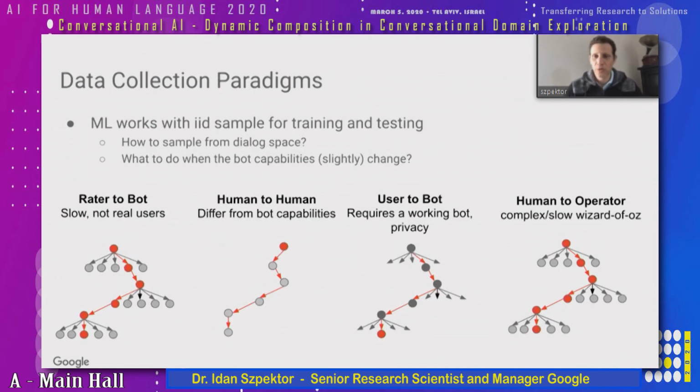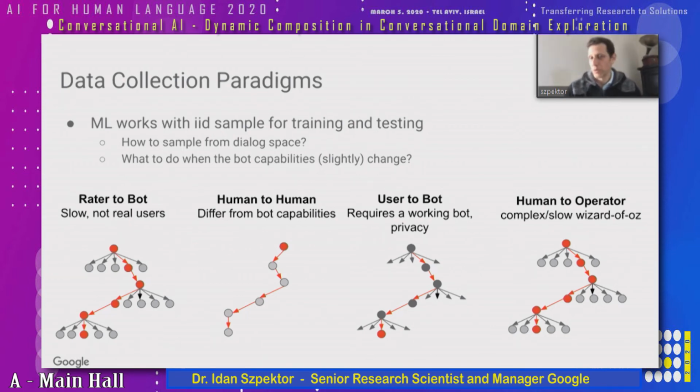So I do want to mention other options of data collection paradigms that we are looking at. So rater to bot is the one that I mentioned. There's human to human. You can actually have 2 humans converse and create dialogues. The issue here is that these conversations usually differ from the bot capabilities that we're building, and it's not clear how this kind of transfer learning can be applied in these cases.